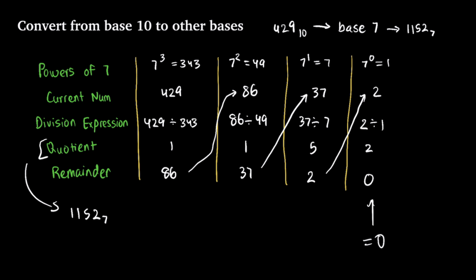So whenever we see a quotient of 15, we're going to put an F for that. And if we see a quotient of maybe 11, that's going to be a B. So it's pretty straightforward like that. Let's go ahead and implement this in code.